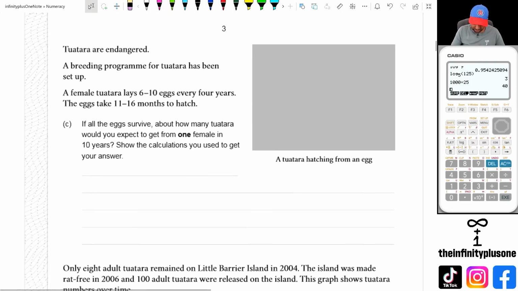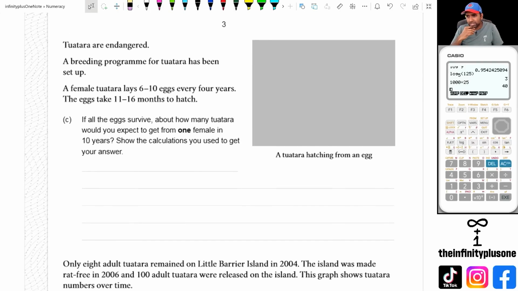All right, next question. Now, with this particular question, there is a wide range of answers you could give. My suggestion is that you don't just write down the numbers. You've got to give some sort of explanation. I'm just going to show you here the minimum number of eggs that could actually hatch and what the maximum is. So if you look at it, we can see that the female tuatara lays 6 eggs every 4 years. So over 10 years, we can say that she has laid 12 eggs, right?